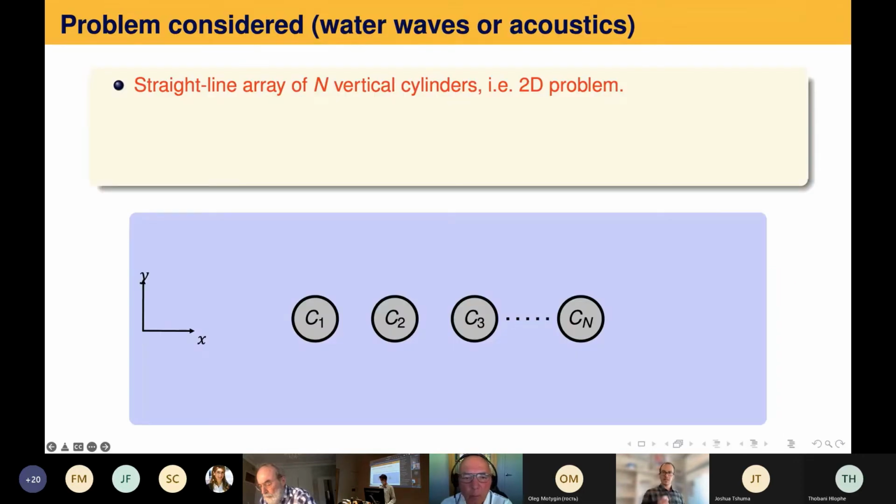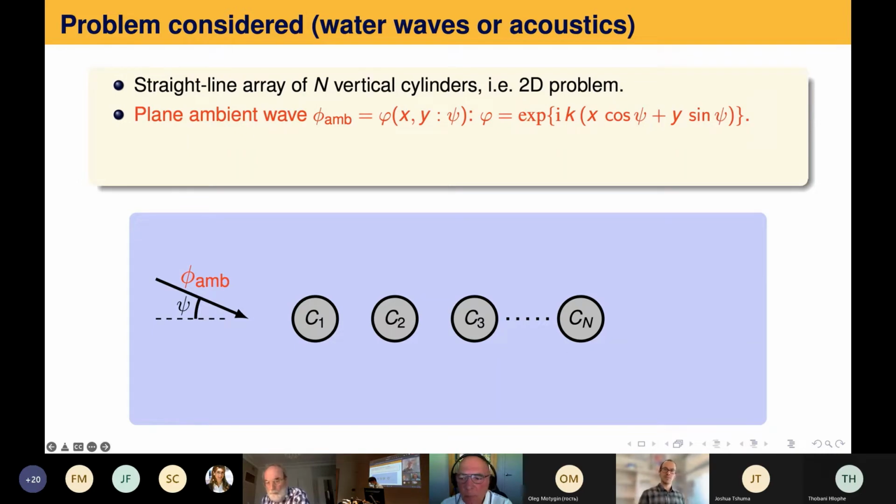Now, I'm going to be considering just a classic 2D wave scattering problem. It's either an acoustics problem or a water waves problem, in which we've got a straight line array of n identical, equally spaced circular cylinders within some acoustic medium, which I'm showing you at the bottom of the slide here.